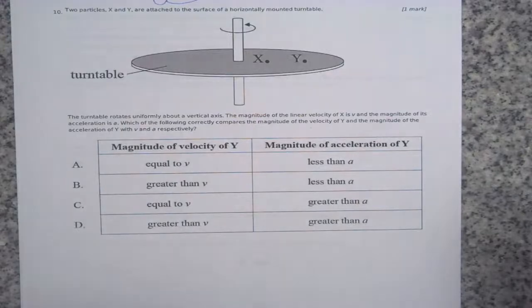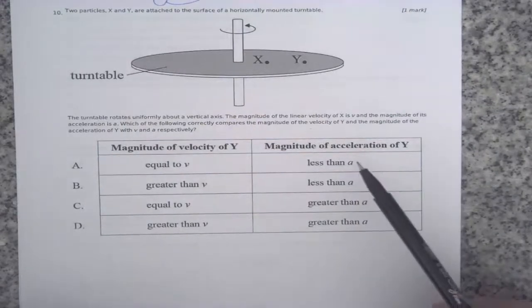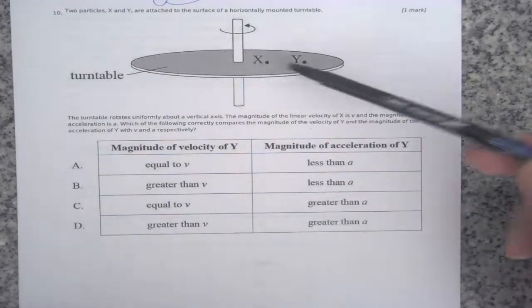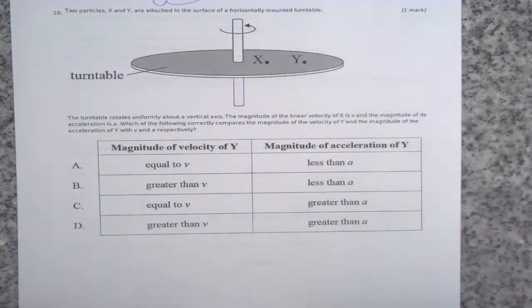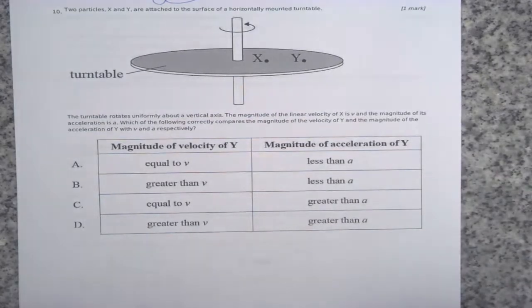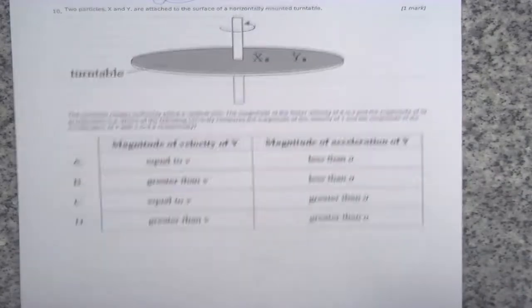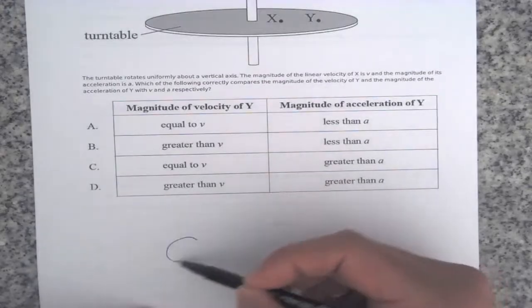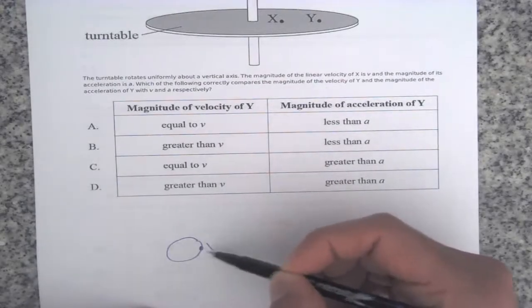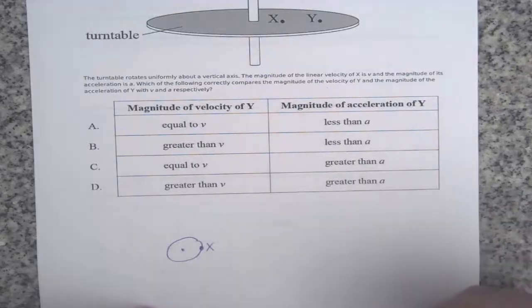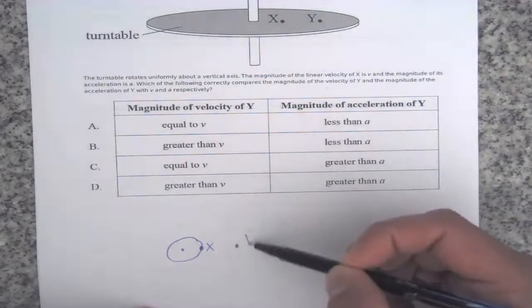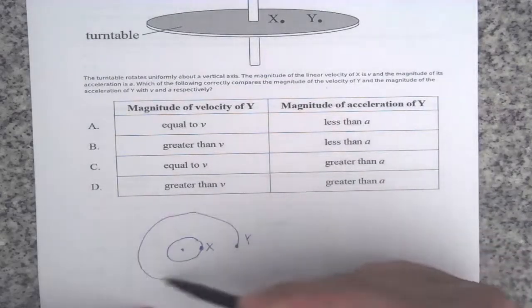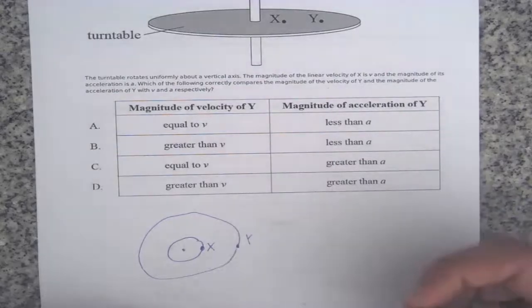So now what we want to do is figure out what's the difference between y and x in velocity and acceleration. So let's start first with velocity. The x moves in this circle at a specific time. The y moves in this circle, a bigger circle, at the same time.